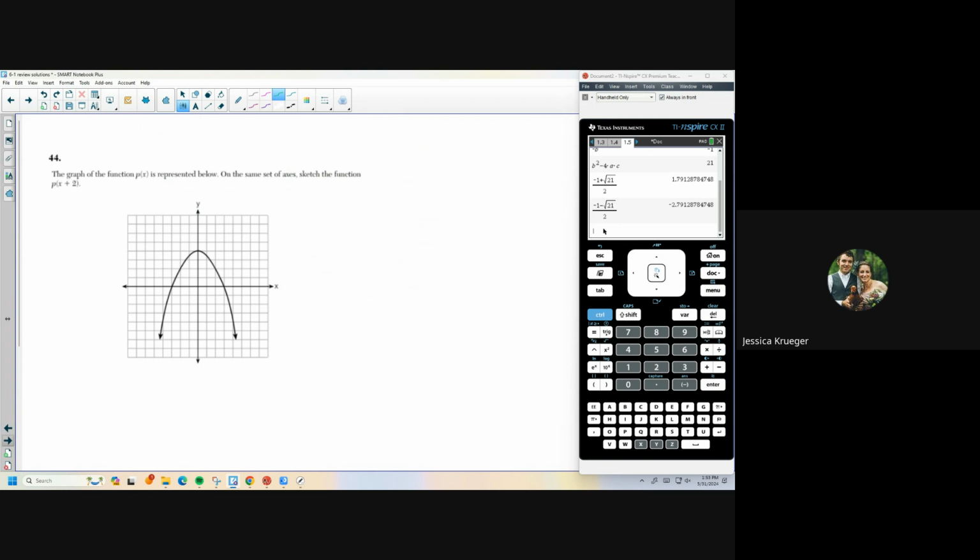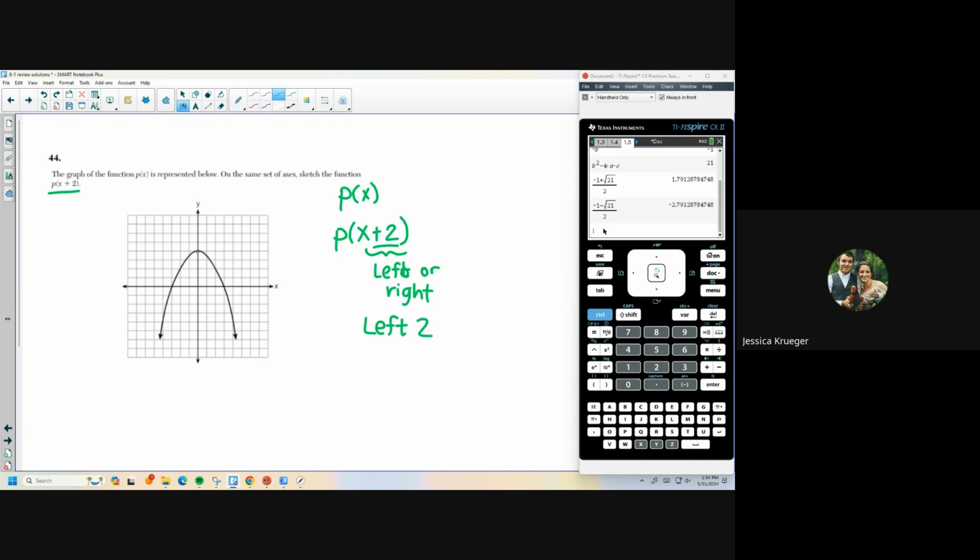44, the graph of the function p of x is represented below. On the same set of axes, sketch the function p of x plus 2. So if you have a function p of x, if we add something to x inside the parentheses, it is going to shift the function left or right. But it goes in the opposite direction. Because this is a plus 2, it is going to shift the function left 2.